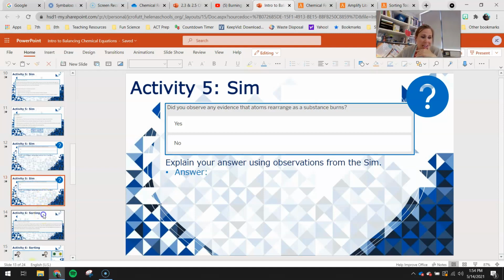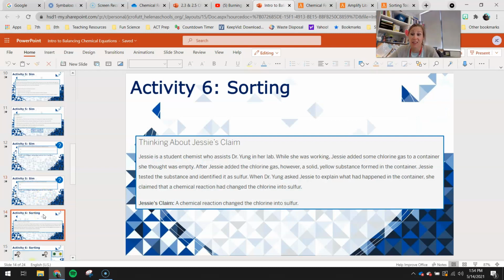All right, moving on to activity 6. So we're going to be using the sorting claim to test out what the student Jesse has going on. So here's Jesse. She's a student chemist who assists Dr. Young in her lab. While she was working, Jesse added some chlorine gas to a container she thought was empty. After Jesse added the chlorine gas, however, a solid yellow substance formed in the container. Jesse tested the substance and identified it as sulfur.